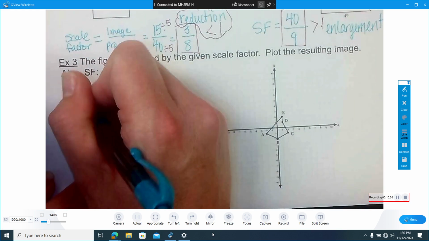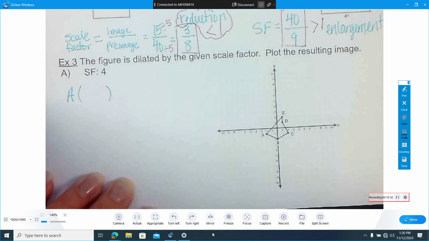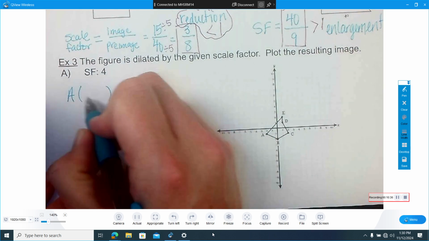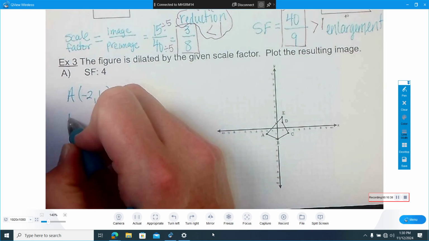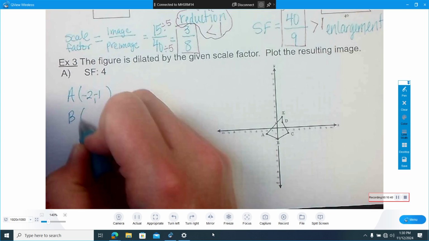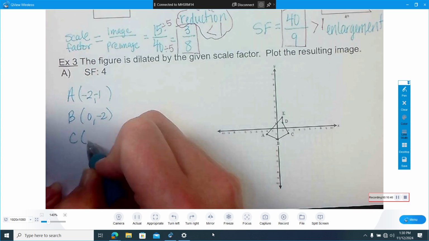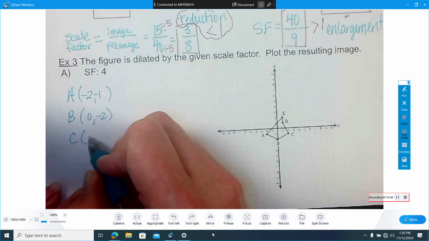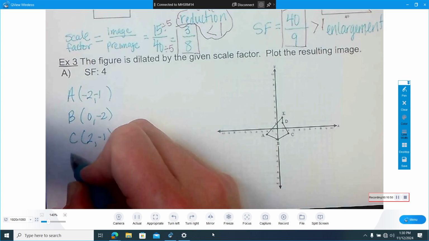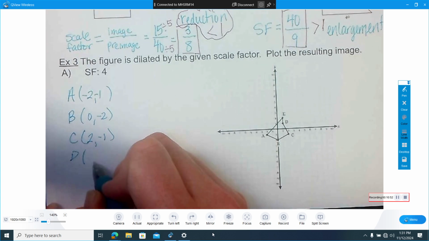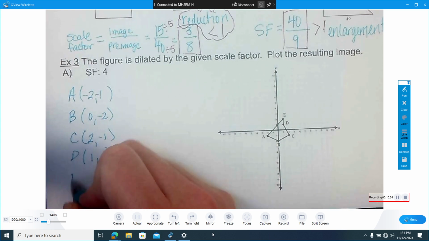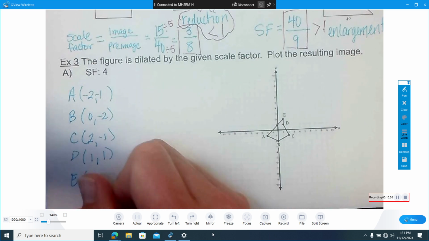So, ladies and gentlemen, let us write down the coordinates. What are the coordinates for A? -2, -1. B is? 0, 1. C is? 2, -1. D is? 1, 1. E is? 1, 2.